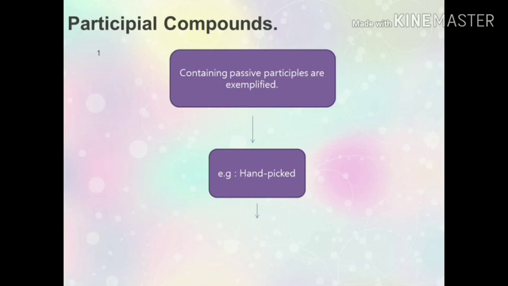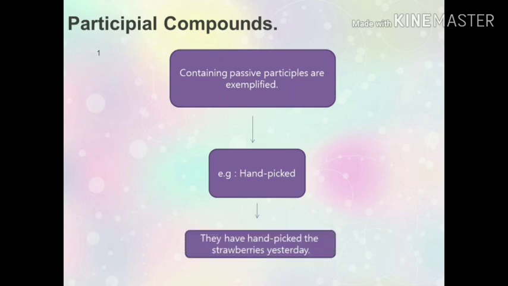Handpick here is a past participle, or what we know as verb 3. So in a sentence, it would be: they have handpicked the strawberries yesterday. When we use -ed, we talk about the past, and after that is yesterday, so yesterday is past. If it is in past participle, we use verb 3.